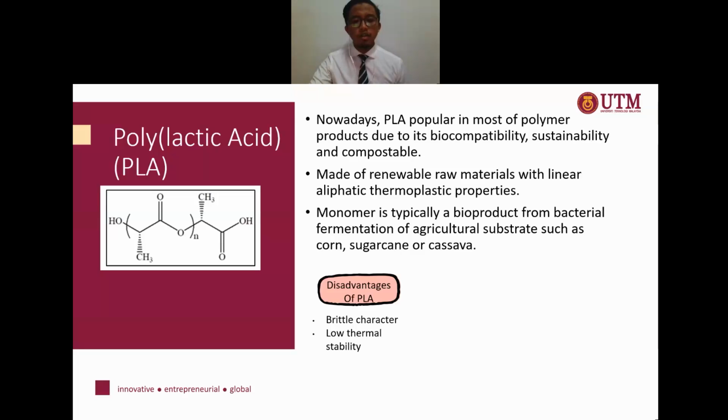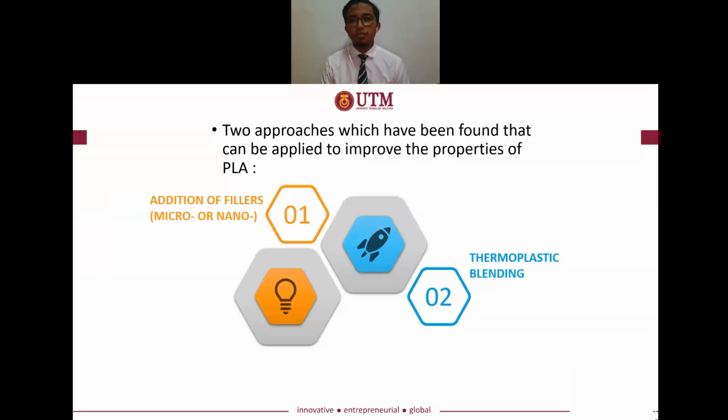For this disadvantage of PLA, there are two approaches that have been found by previous researchers which can improve the properties of PLA: the addition of fillers in micro or nano size, and thermoplastic blending. So first is graphene oxide.